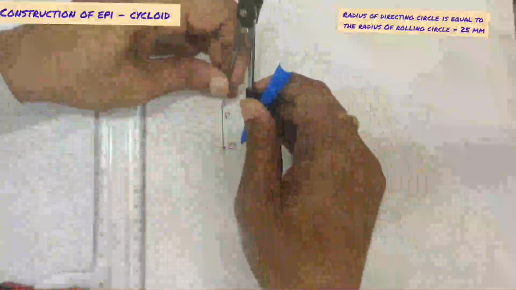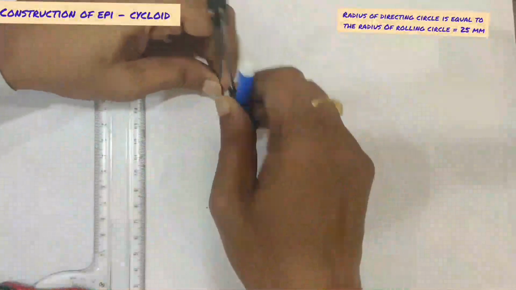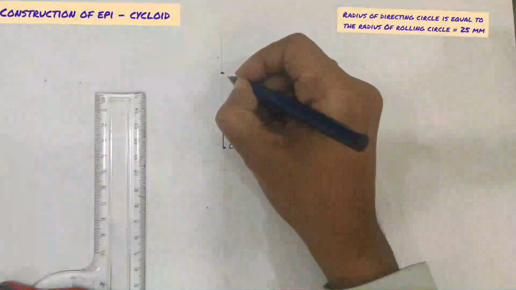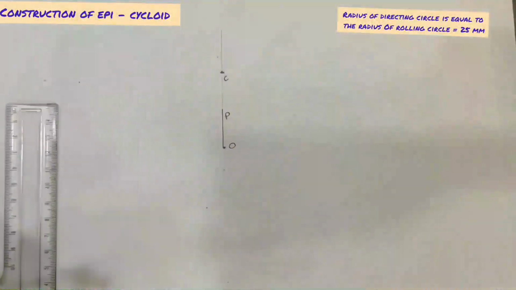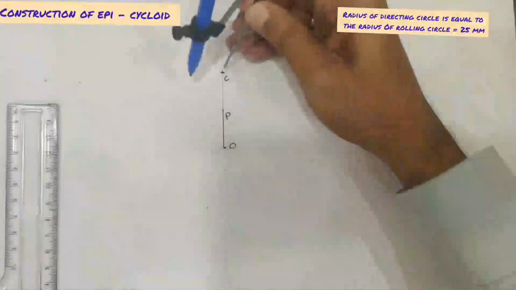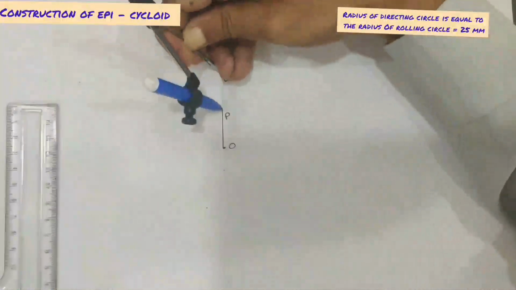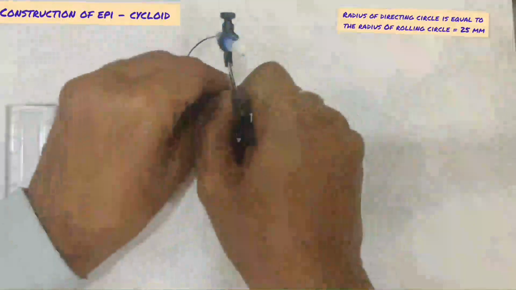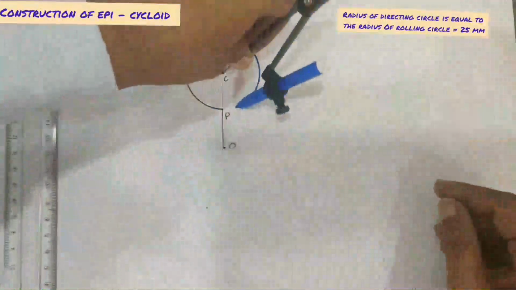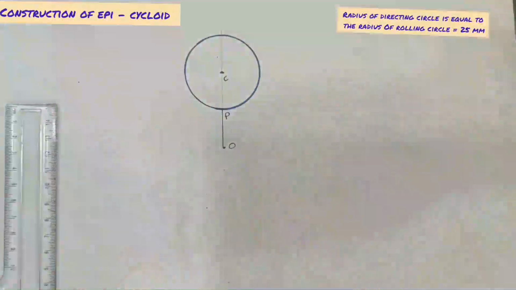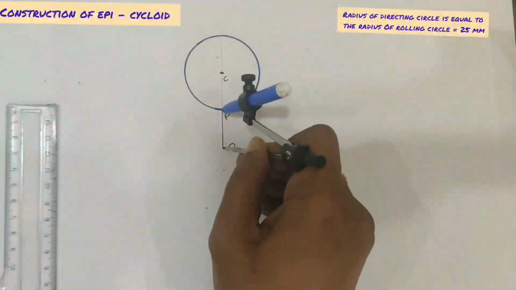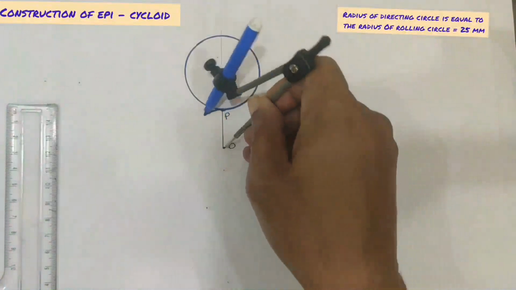P as a center, PO as a radius. Draw an arc on the extended portion of the line. Name this point as C. Now C as a center, CP as radius. Draw a rolling circle. After that, O as a center, OP as radius. Draw a directing circle.